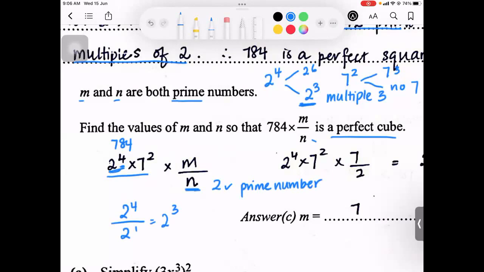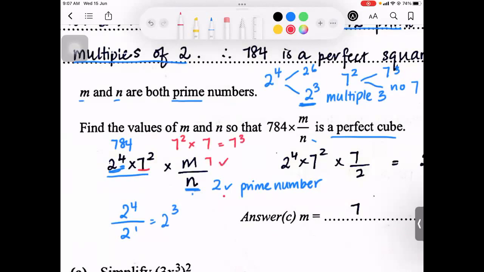Okay, so that's the case, n must be equal to 2. Next one, let's look at our next number, 7 itself. 7 squared. Either I can make it become 7 to the power of 3. So 7 squared, I multiply with one more 7. So this number is 7. Okay, then it becomes 7 cubed.